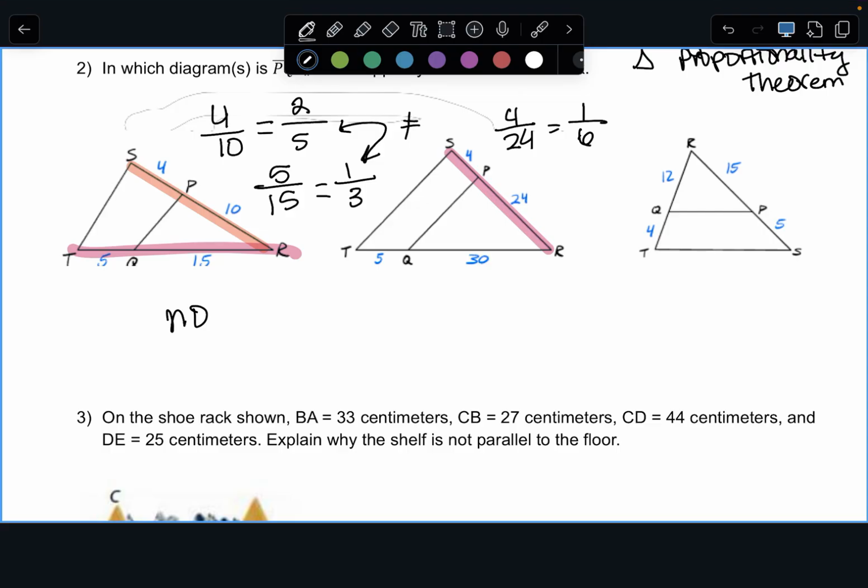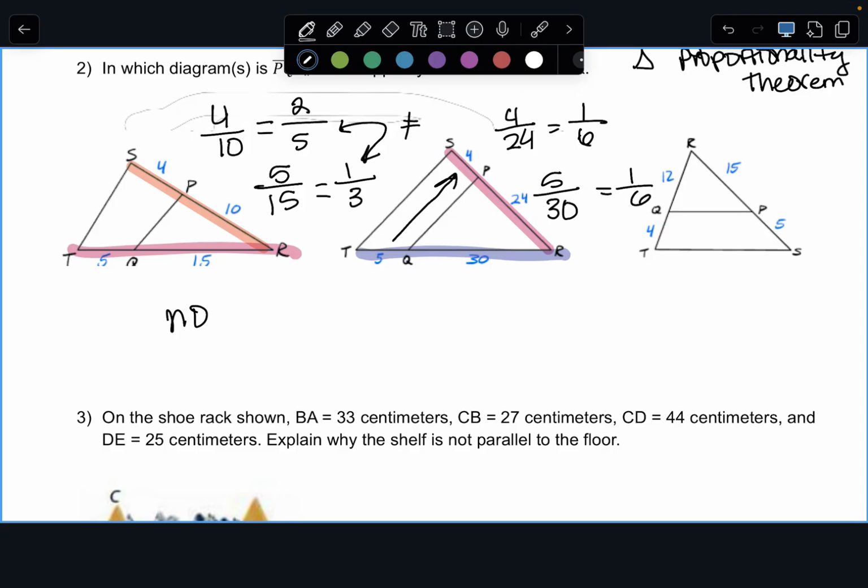And then I'll do the same thing for my other side. What are the two parts of the blue side? 5 and 30. Which one has to go on top? 5. The 5, because it's across from the 4, and we put the 4 on top over here. So 5 over 30. If I reduce that, what can I divide 5 and 30 by? Divide by 6, or by 5, sorry, and we get 1 over 6.